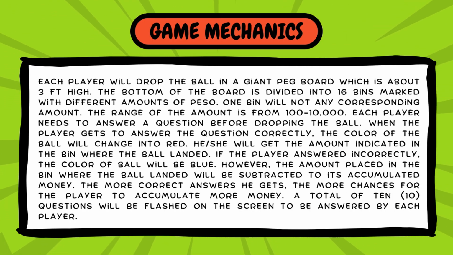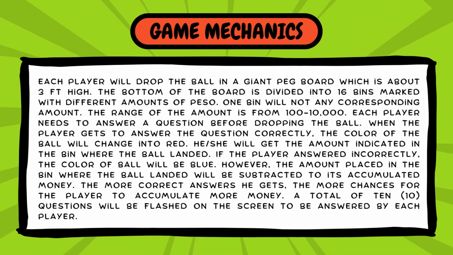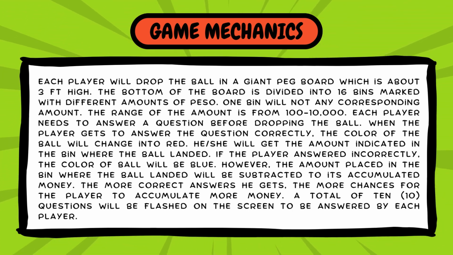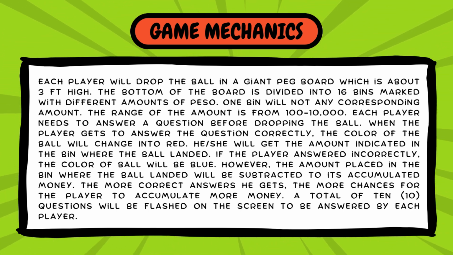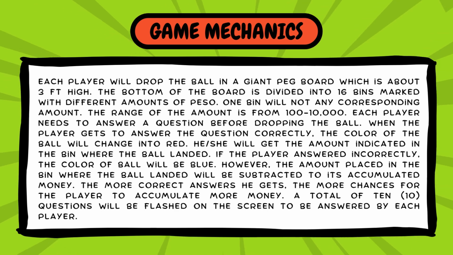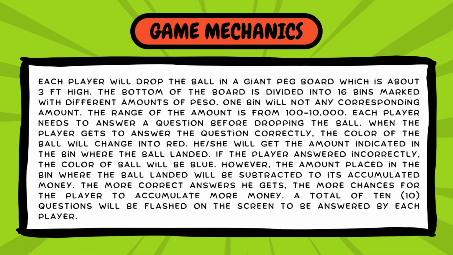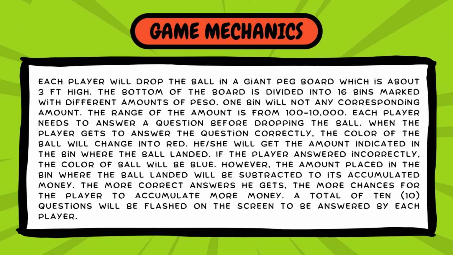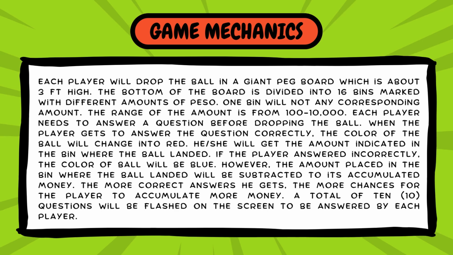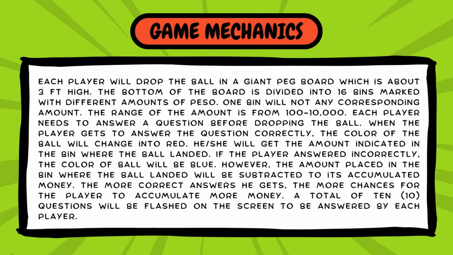Game mechanics. Each player will drop the ball in a giant peg board which is about 3 feet high. The bottom of the board is divided into 16 bins marked with different amounts of peso. One bin will not have any corresponding amount. The range of the amount is from 100 to 10,000. Each player needs to answer a question before dropping the ball.